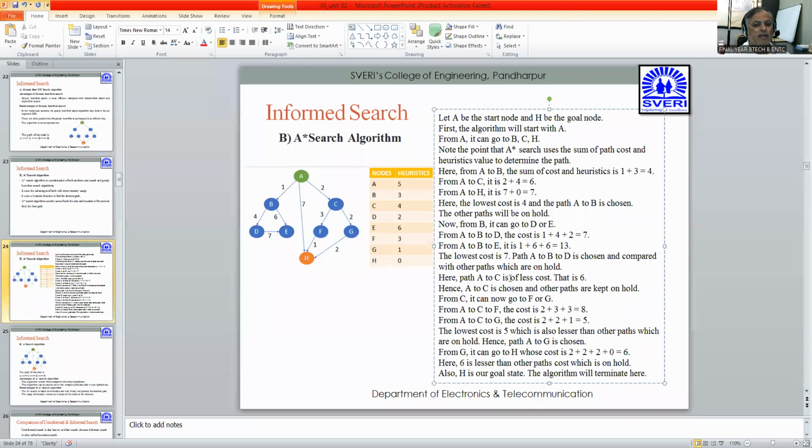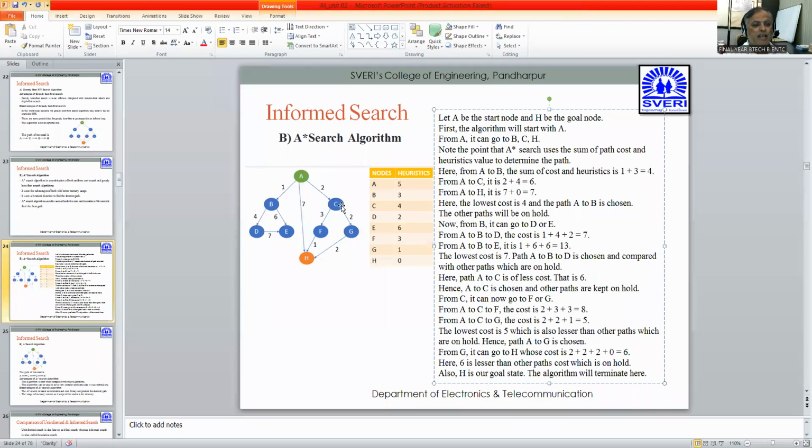Now here path A to C of low cost, that is 6. So C 4 है और A value 2 है. So 2 plus 4 will be 6. बराबर. So इस जगह पे 6 आ गया. Now from A to C is chosen and other path is kept on the hold. Now from C it can go to F and go G.